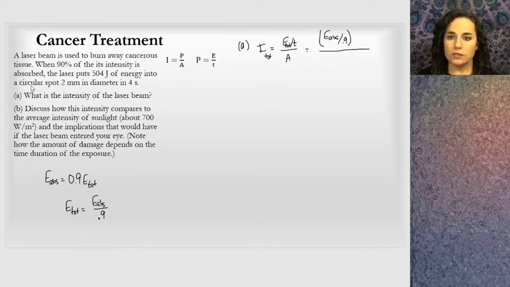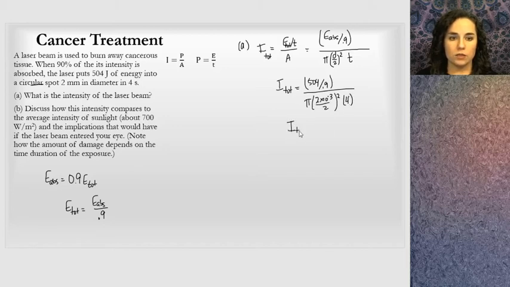The area I know is a circular spot, a diameter of 2 millimeters. So I'm going to put pi times the diameter divided by 2 squared, pi r squared. And then I also have time, which is also just given in the problem. I'm going to put numbers in there. So I total equals 504 divided by 0.9. On the bottom goes pi, 2 times 10 to the negative third divided by 2. Remember, millimeters just to the negative third power. I have to square the radius, and then the time is 4 seconds.